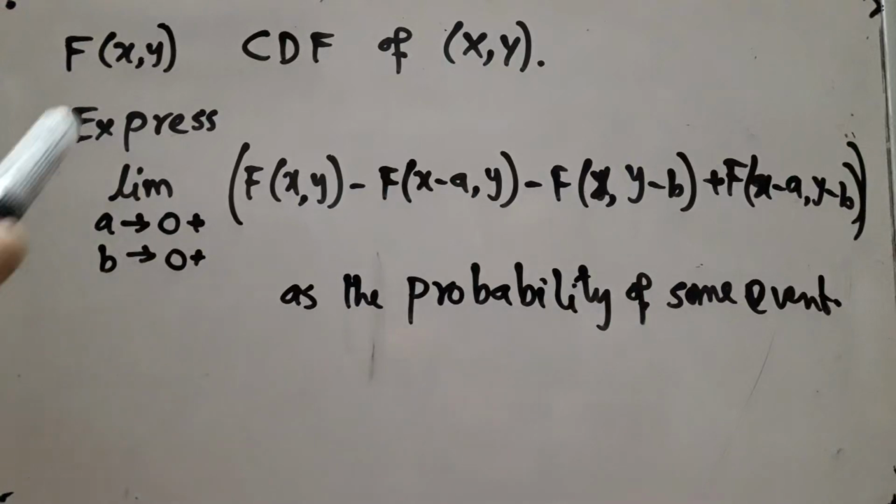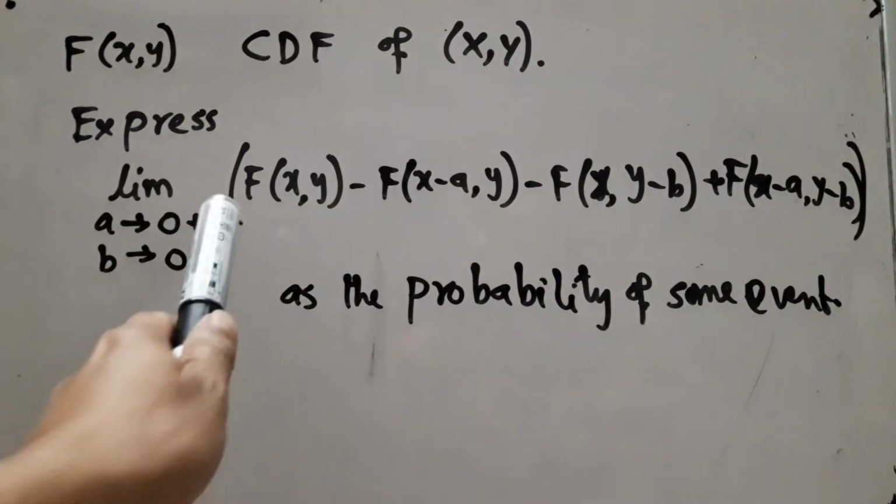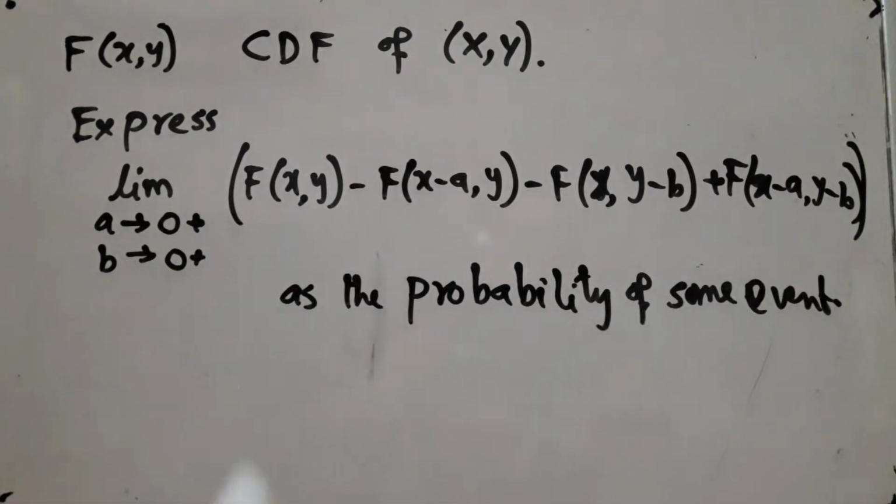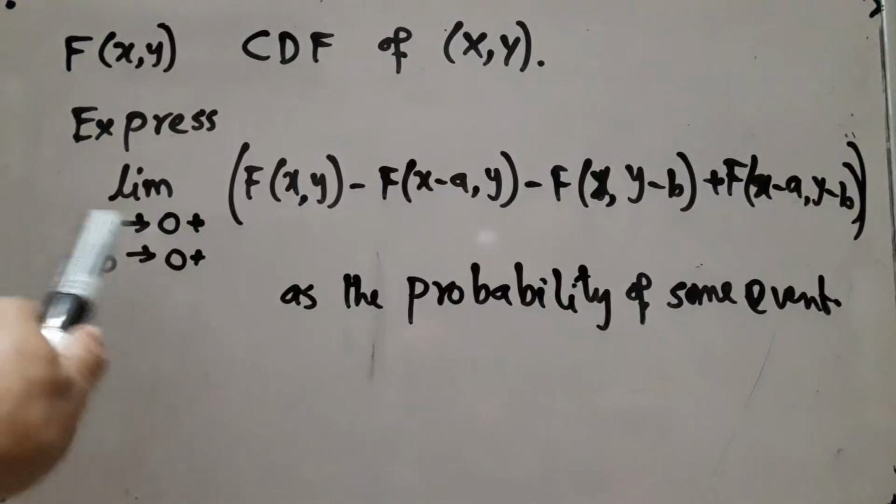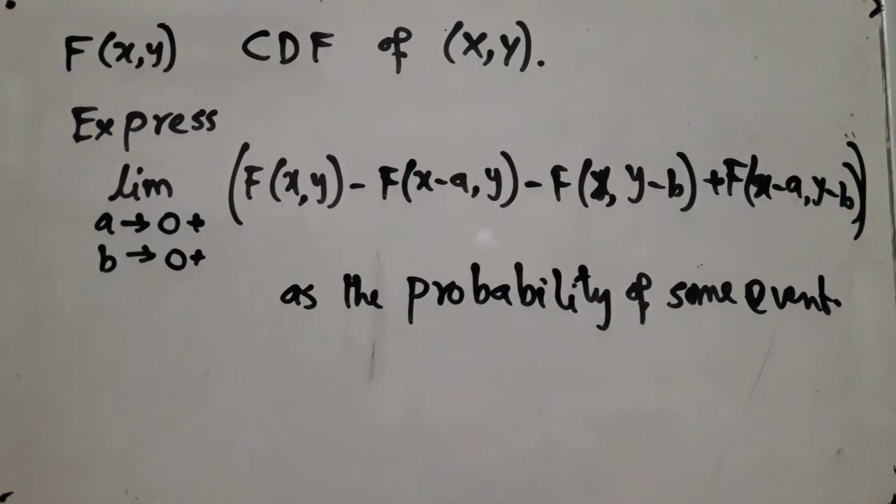In this problem, F(x,y) is again the CDF of some X, Y. I have taken that complicated expression, exactly the same thing as we used in the theorem. Now I have taken the limit as a and b both go to 0 from the positive direction. Your job is to express this as the probability of some very familiar event. That is a very simple event for which this will be the probability. Just think pictorially and you have to come up with the event. That's it.